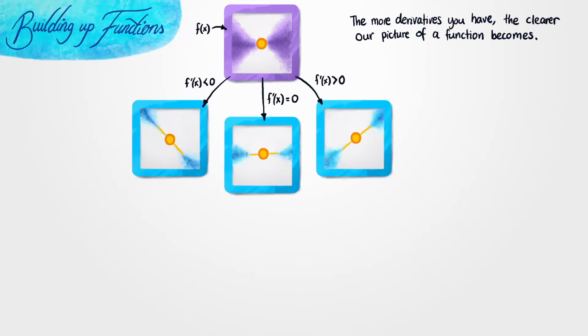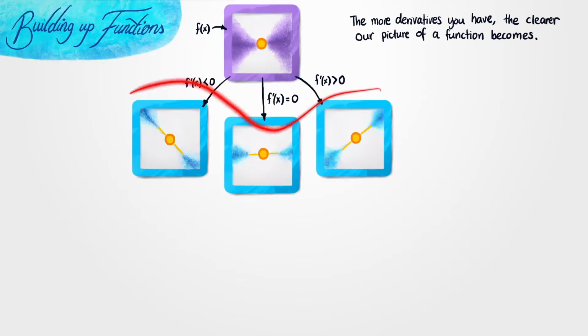So in the case where f dash x is less than 0, we know the gradient is negative, but we don't know what it's going to do in the future. It could do this, or basically anything it likes. And the same goes for the case where f dash x equals 0. You could have this, or it could just be a straight line. And obviously the same is true for f dash x being greater than 0 too. You can have any of these as well.